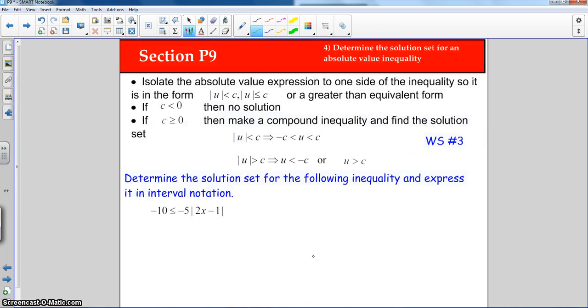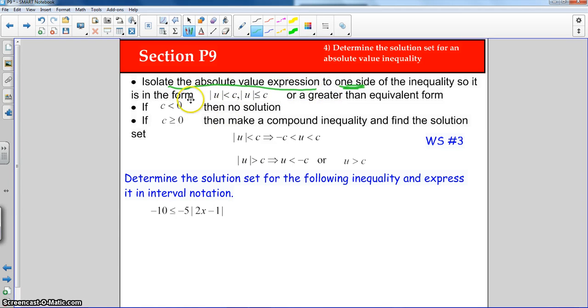Okay, so let's look at an example, and so really what we're saying here is we have three different cases. So this is the process on how we work with absolute value inequalities. We try and get the absolute value to one side.